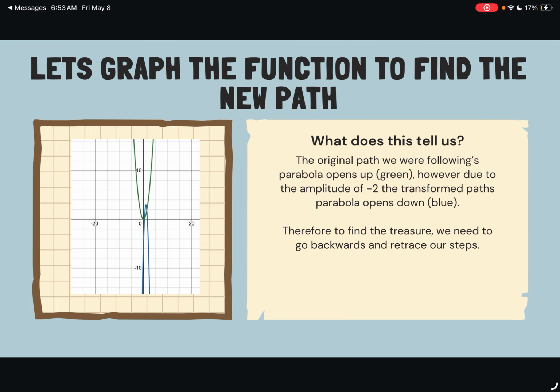What does this tell us? The original path we were following's parabola opens up. However, due to the amplitude of -2, the transformed path's parabola opens down. Therefore, to find the treasure, we need to go backwards and retrace our steps.